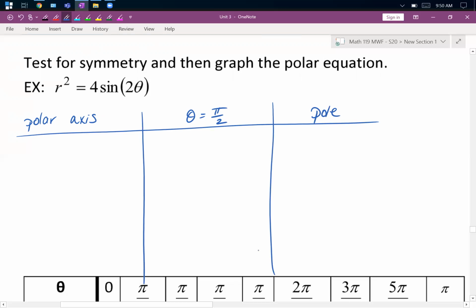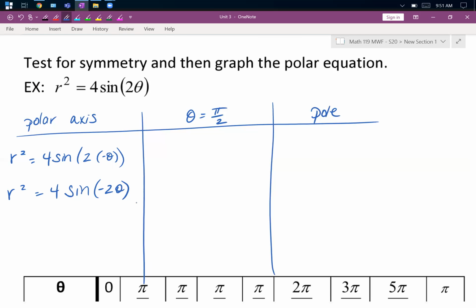For the polar axis, we're replacing theta with negative theta. Using our negative angle identity, we know that sine of negative 2 theta is equal to, I'm sorry, negative sine of 2 theta. So we end up with this negative out in front. And that is definitely not the original, and dividing both sides by -1 is not going to get us to the original either. So this is a maybe on the symmetry.